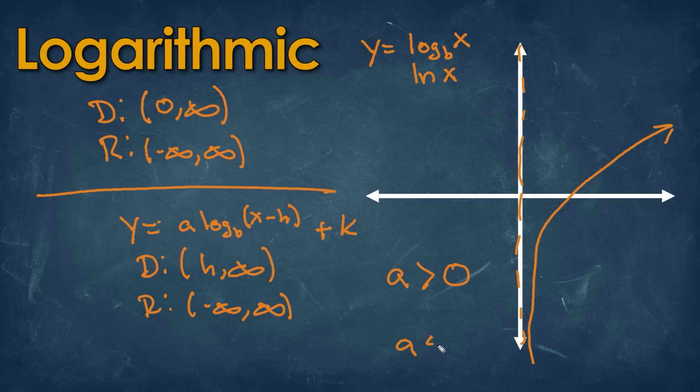For when a is less than 0, our domain is going to change to where actually we go from negative infinity to h, and our range, though, will stay the same, from negative infinity to positive infinity.